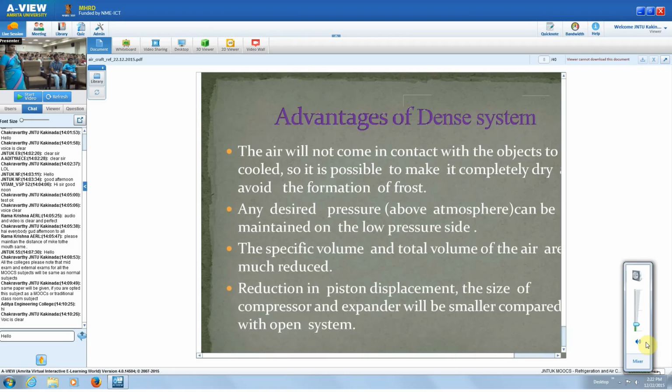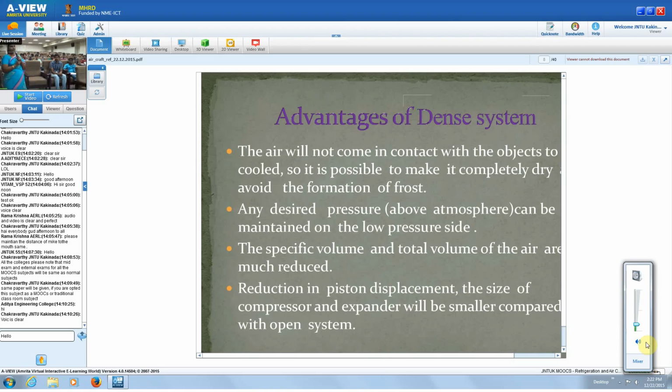Then the other advantage you can see is the desired pressure. The exit pressure will always be above atmospheric pressure. Whereas in the open system, because the exhaust is going into the atmosphere, the minimum pressure will always be the atmospheric pressure only. Whereas in the dense system, we can maintain a lower pressure greater than the atmospheric pressure.